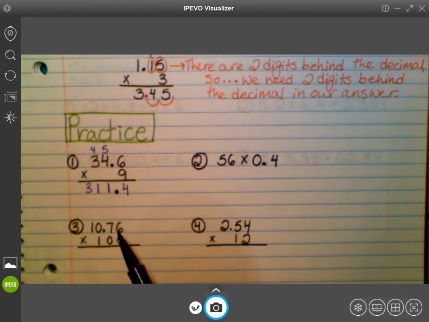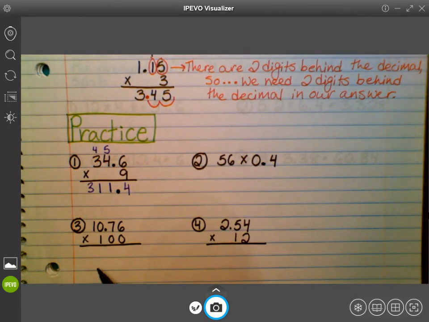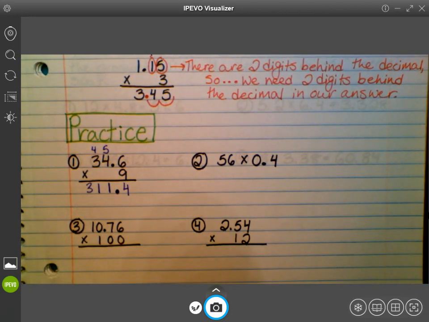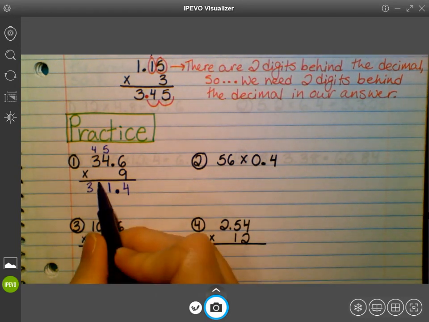How many of you got 311 and 4/10 as your answer? Okay. How many of you put the decimal in the correct spot in your answer, but maybe did your math a little wrong? Okay. Are there questions on number 1? Okay. Then let's look at number 2.